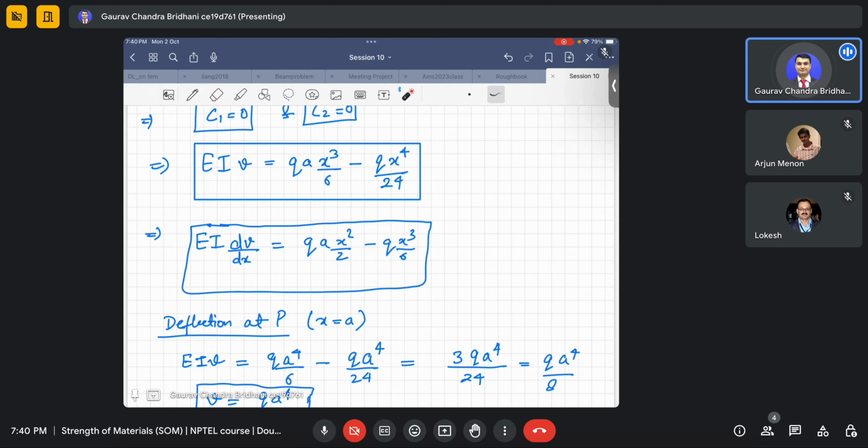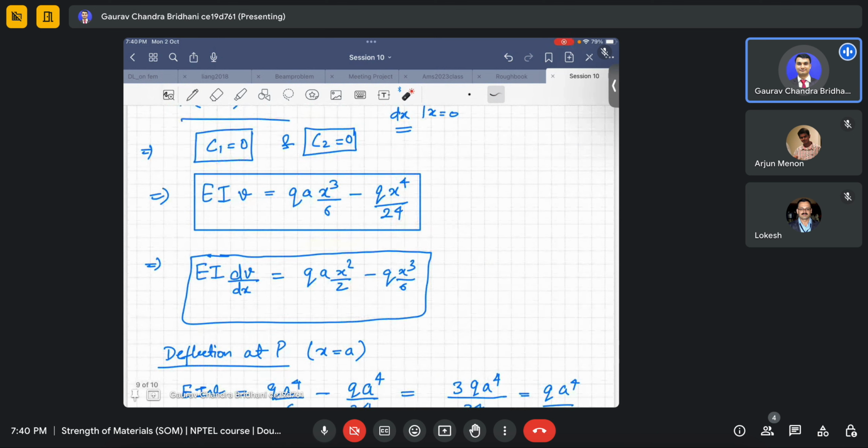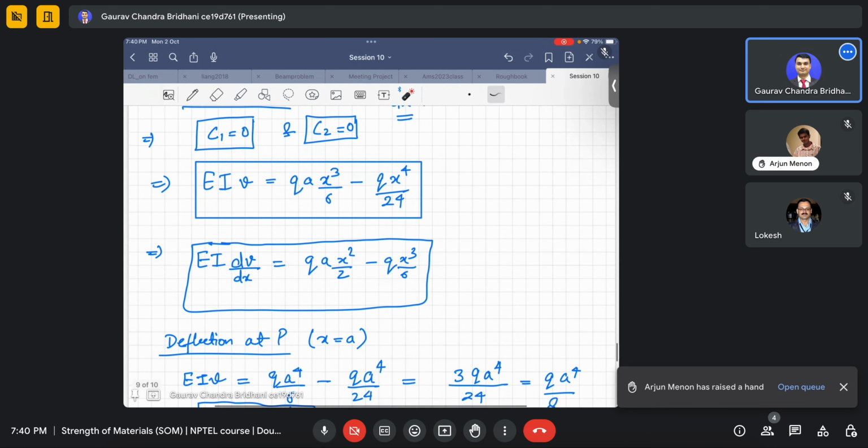And suppose if somebody asks the maximum slope, then you have to differentiate this equation one more time, put it as 0, find the value of x, and put that value of x here to find the maximum slope. So it could be asked in that sense also. Suppose the elastic curve equation is given, and then they could ask at what point of x the maximum slope will occur, those kind of things. So in that sense it could be asked.